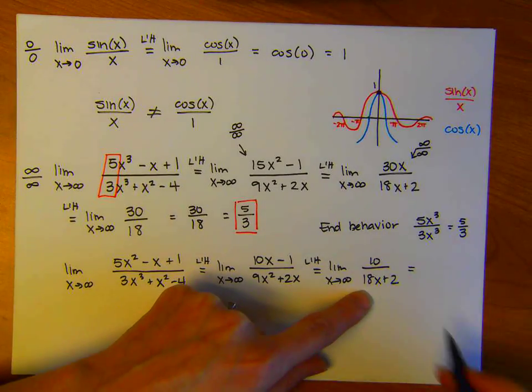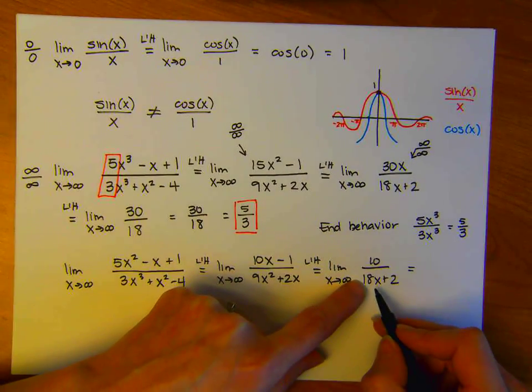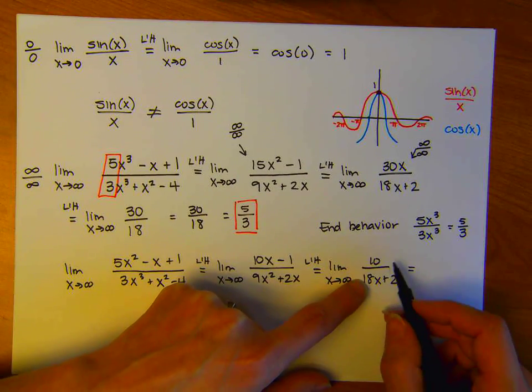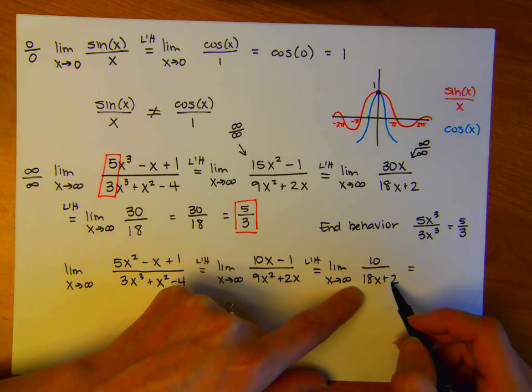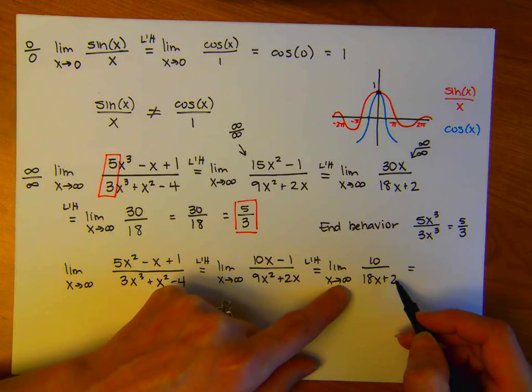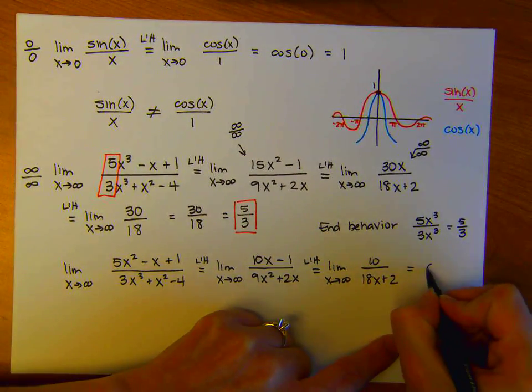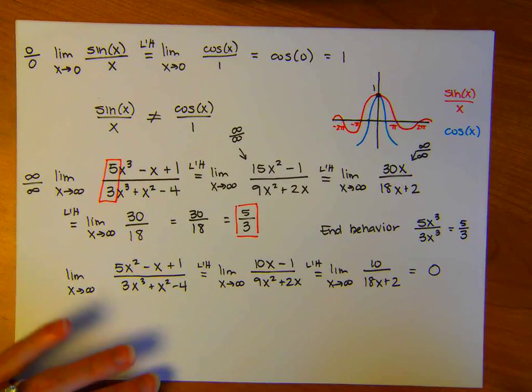So if we think about this, if I take 10 over a really, really large number, that's going to be overall a really small number, right? Think about 10 divided by 1 trillion. And the denominator is going to be even bigger than that because it's going to infinity. So that's going to approach 0 because it's going to be approaching a really small number.